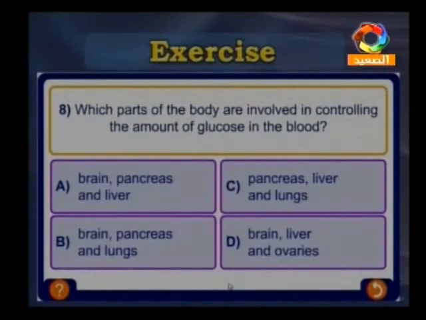Next, which parts of the body are involved in controlling the amount of glucose in the blood? Pancreas, liver and brain, or pancreas, liver and lungs, or brain, pancreas and lungs, or brain, liver and ovaries. Brain, liver and ovaries is completely wrong. So here we have the brain, pancreas and liver. Excellent. This is the right answer.